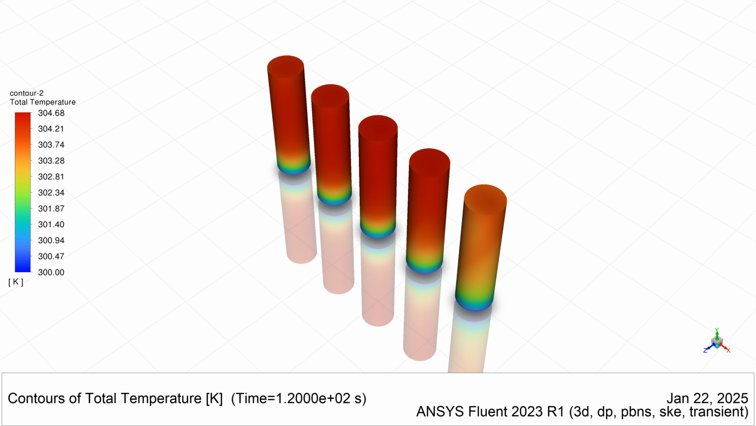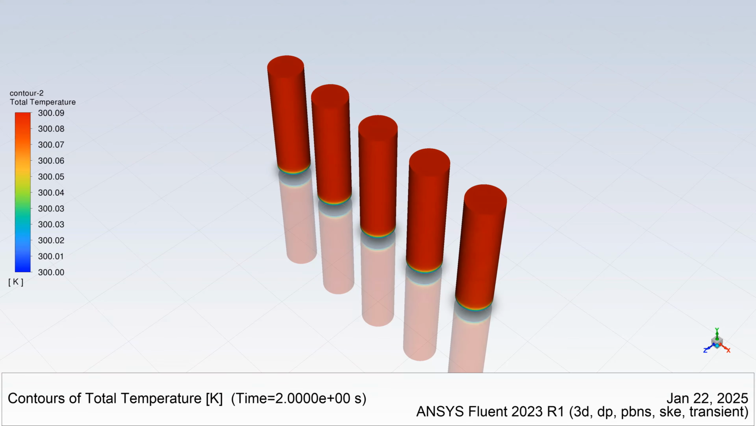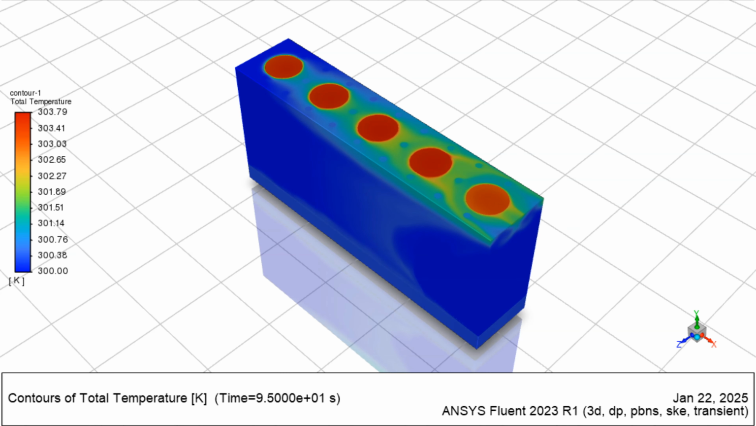This represents the contours of total temperature of cell. You can observe some variations in temperature from inlet to outlet. So this is contours of total temperature of system. This represents the contours of total temperature of cell, how the temperature variations are taking place. So this represents the contours of total temperature of the system.